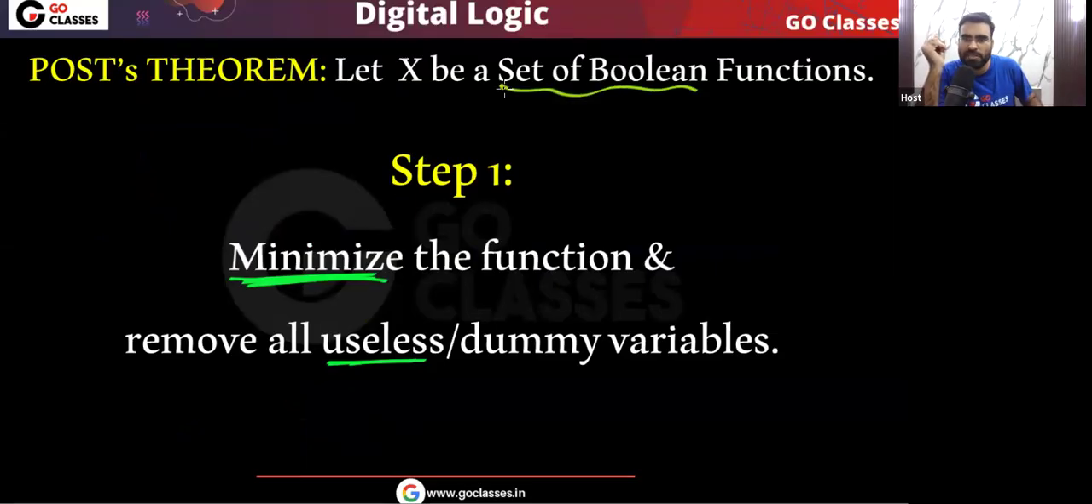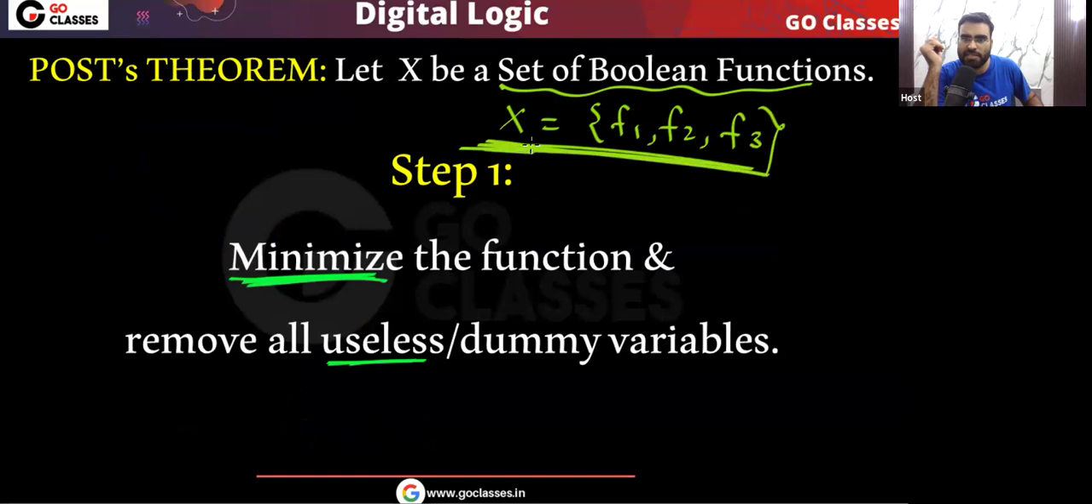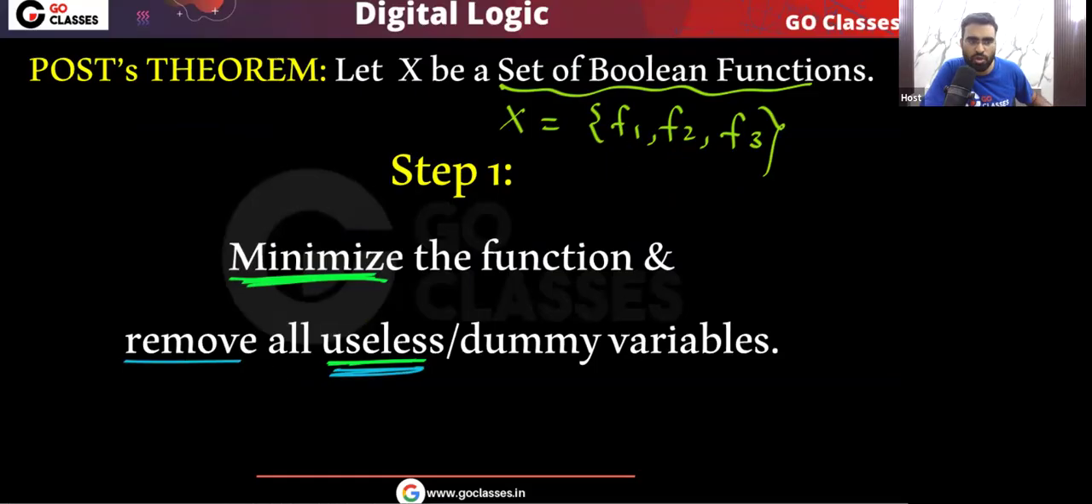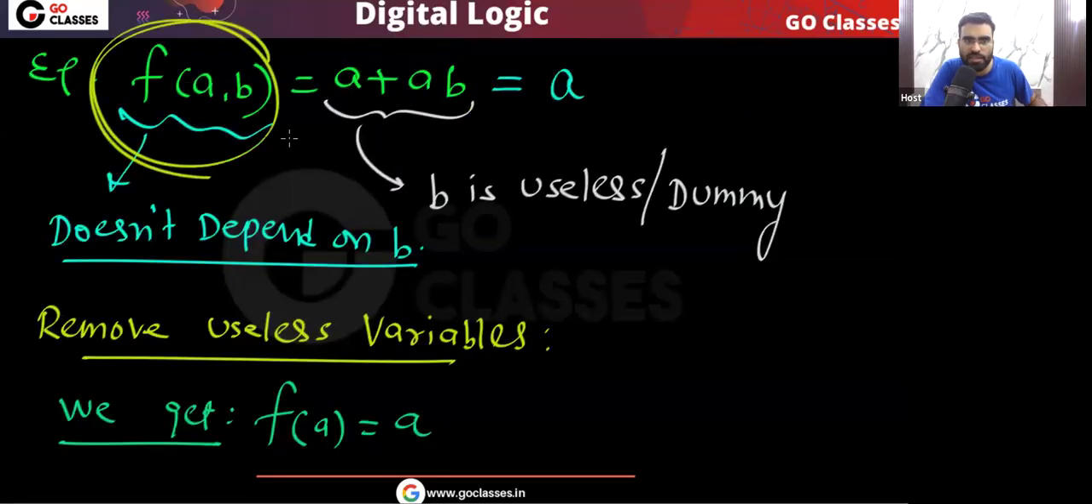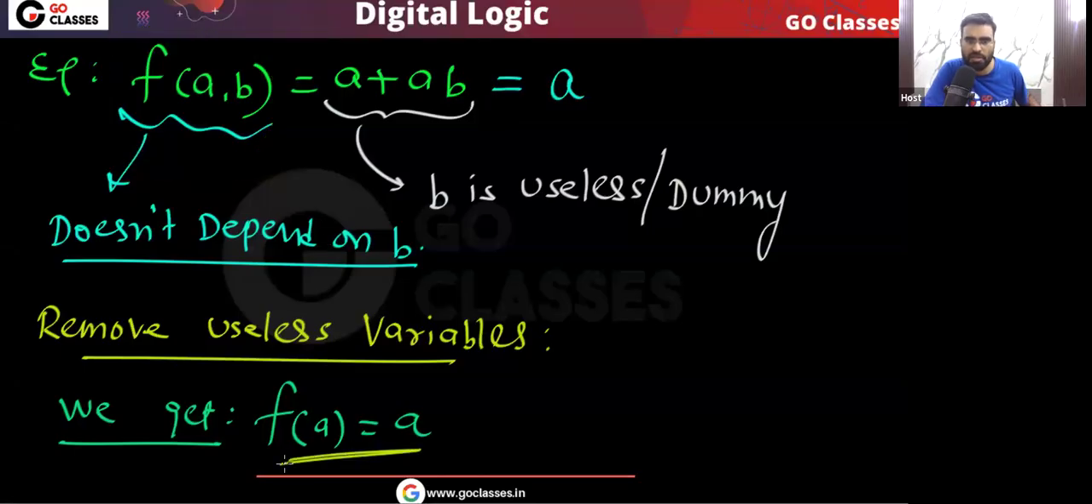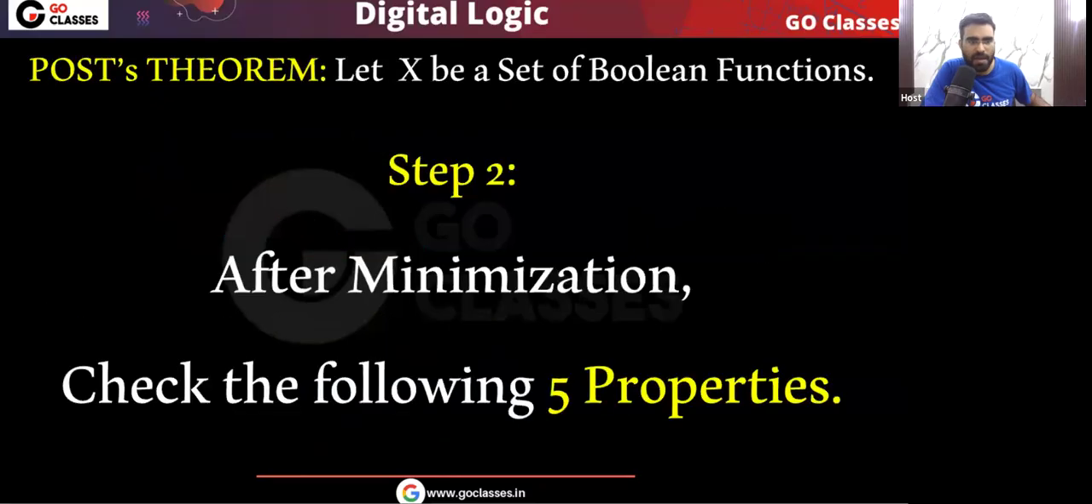If a set of Boolean functions f1, f2, f3 is given to you, and the question is asking whether this set is functionally complete or not, then the first step is to minimize these and remove all the useless variables. If there is a useless variable, remove it. For example, here b is a useless variable because this function does not depend on b, so you can just remove this b. This is what you will get. Very simple. Now, after minimizing and removing all the useless variables, there are 5 properties you need to check.